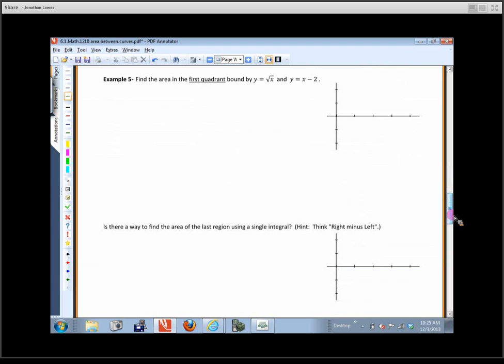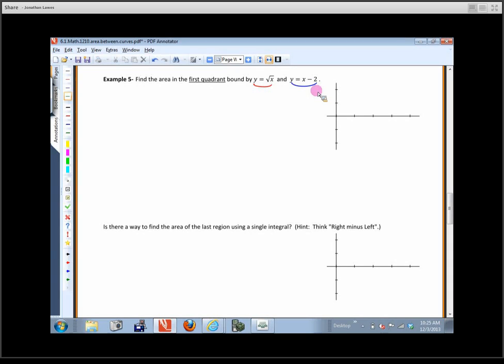Let's take a look at example 5. We're going to do this same integral several different ways. So this says, find the area in the first quadrant again, bound by y equals the square root of x and y equals x minus 2. So I'm going to do this one in red, and I'll do that one in blue.